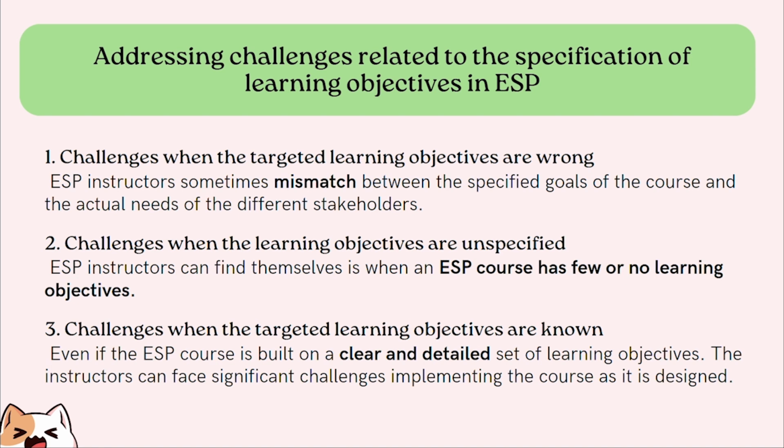The second one is challenges when the learning objectives are unspecified. One situation ESP instructors can find themselves in is when an ESP course has few or no learning objectives. One reason why the objectives might not be specified is a pedagogic one. Some administrators are happy to create empty course boxes with generic titles that they expect experienced instructors will fill with their own objectives, materials, methods, and assessment procedures, with little or no further specification. A more complex reason for not specifying course objectives is that they are unknown.